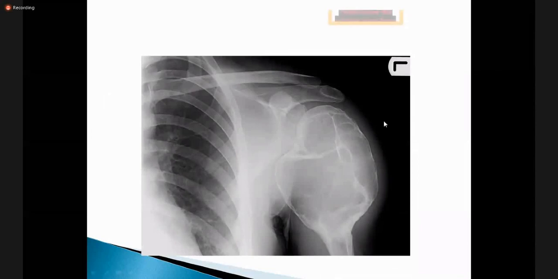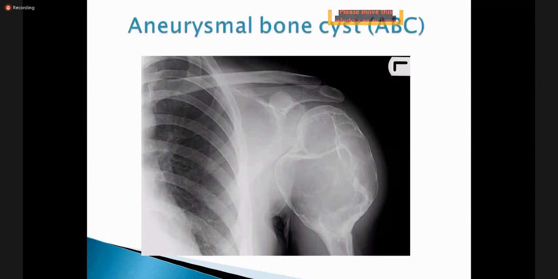This is an X-ray which shows a markedly expansile osteolytic lesion with a soap bubble appearance, in the metadiaphyseal region of the humerus with a narrow zone of transition, and there is no soft tissue component. This is an ABC or aneurysmal bone cyst.